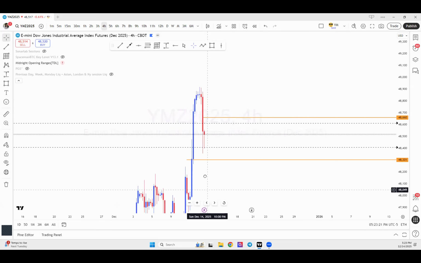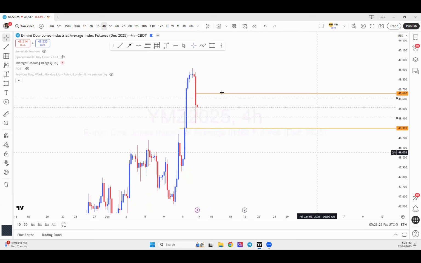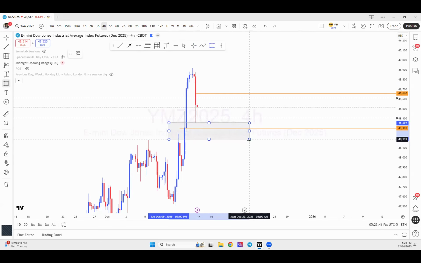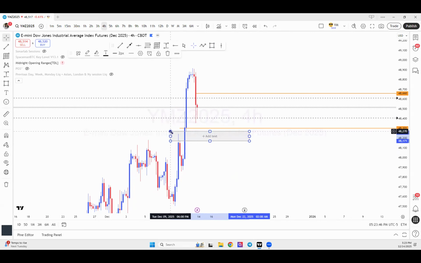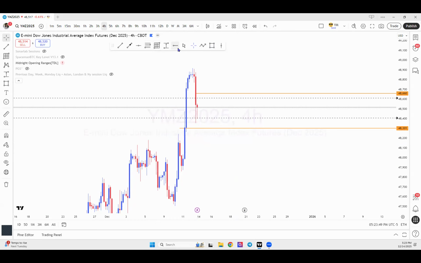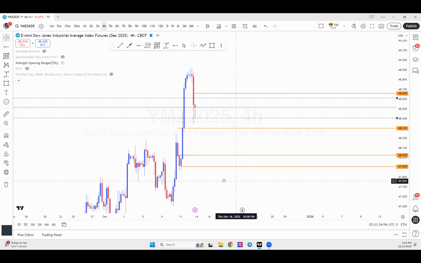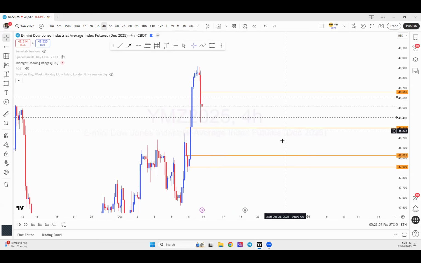So if we want to continue selling, I would take a sell from here, or I would take a buy from here because there's a fair value gap here as well, right? Like here. And the other place I'm looking to buy would be here. So those are my two areas.